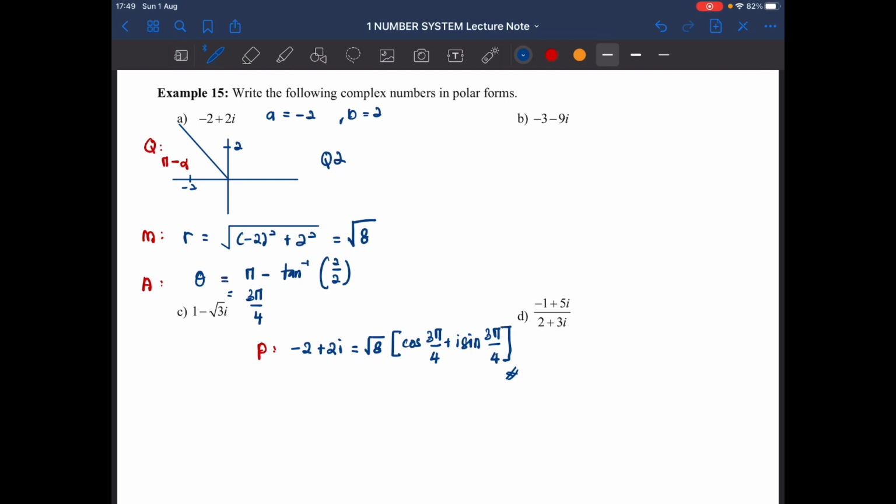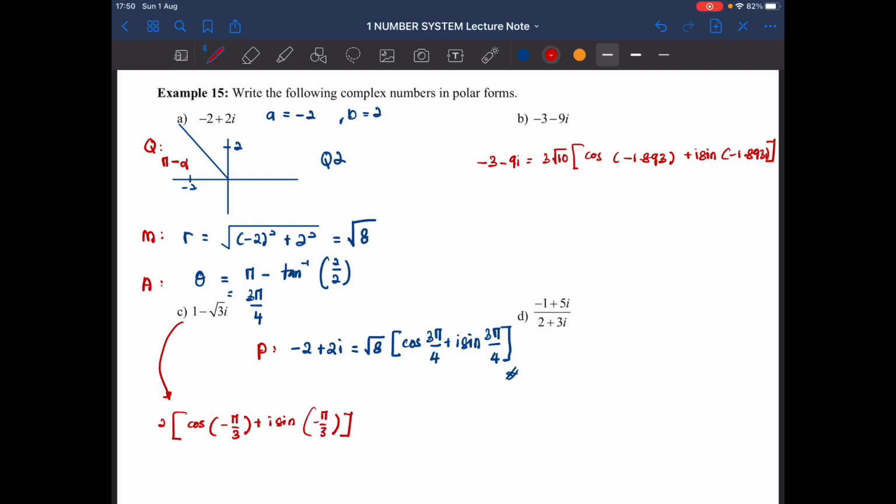Let's do one more question. This one you can attempt on your own. So, here the answer is negative 3 minus 9i is equal to 3 square root 10 bracket cos negative 1.893 plus i sin negative 1.893. You can attempt it yourself here. And for this one, the answer is 2 bracket cos negative pi over 3 plus i sin negative pi over 3.